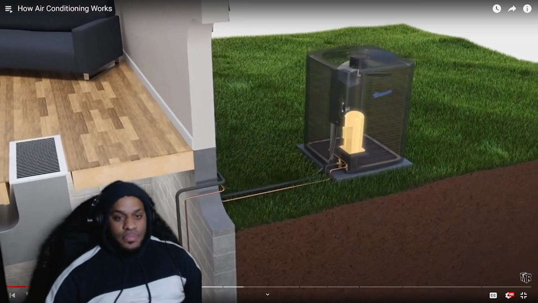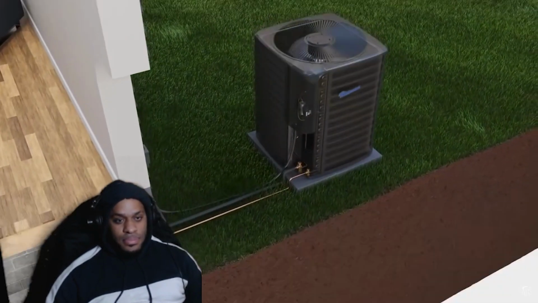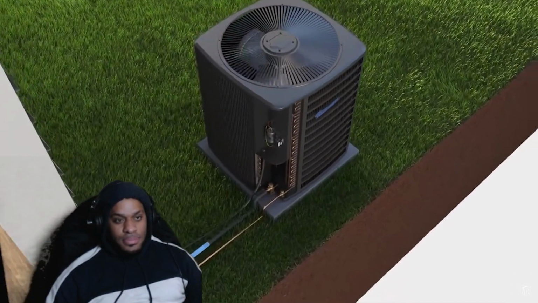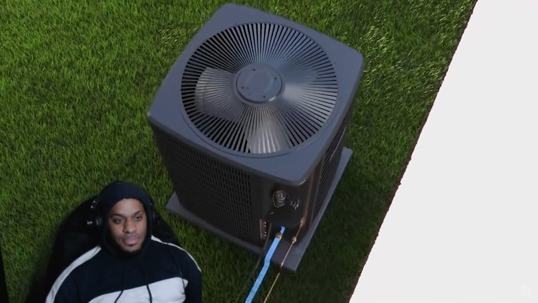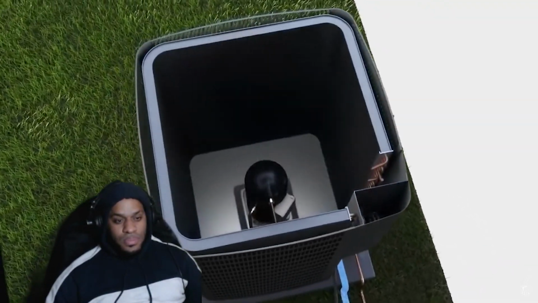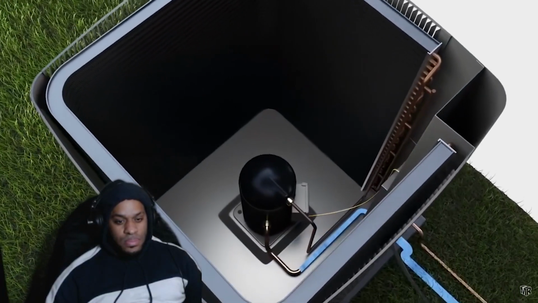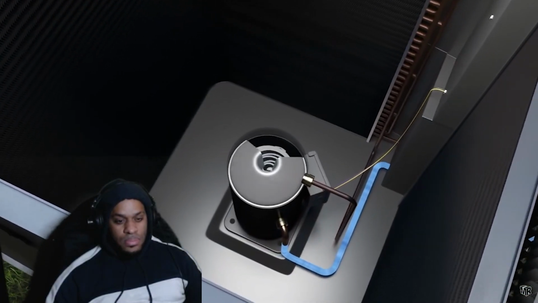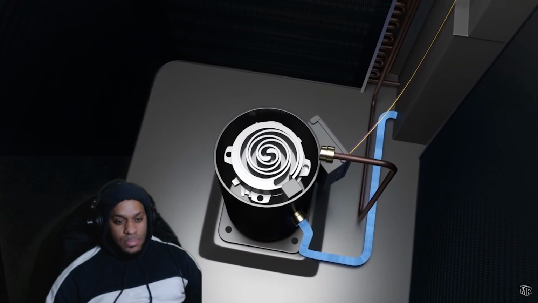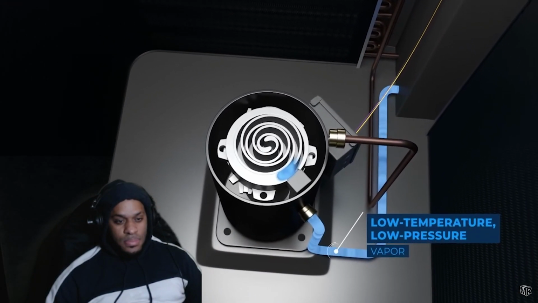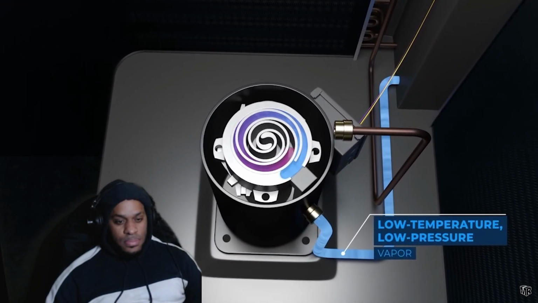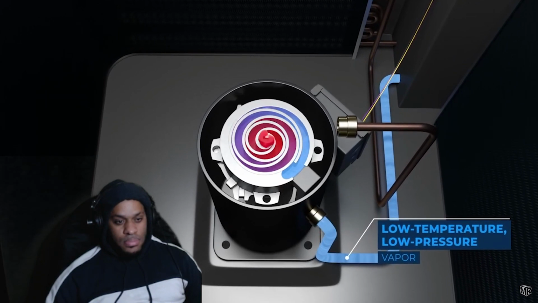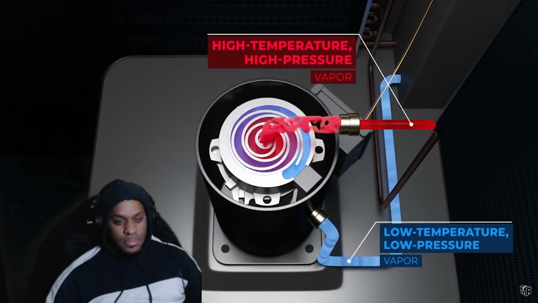The compressor circulates a fluid called a refrigerant throughout the system. This is used because of its low boiling point. Refrigerant constantly changes from a vapor to a liquid in order to move heat from inside your home to the outdoors. It enters the compressor as a low-temperature, low-pressure vapor. After it's compressed, it leaves as a high-temperature, high-pressure vapor.